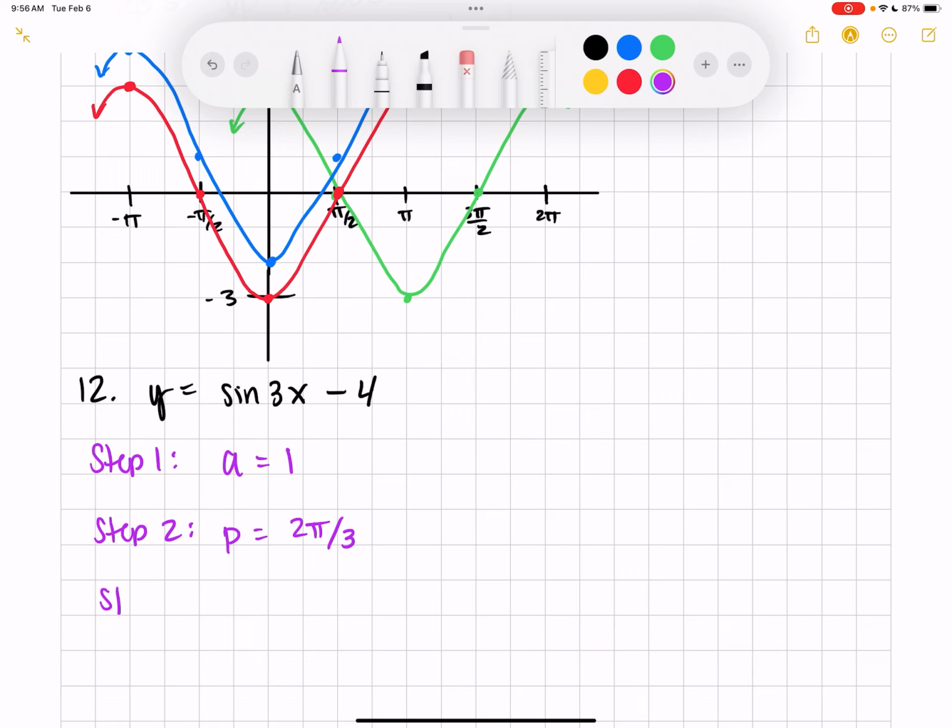The scale, we take the period and divide by 4. So that's 2 pi over 3 divided by 4, which is the same as multiplying by 1/4. So that's 2 pi over 12, or pi over 6.